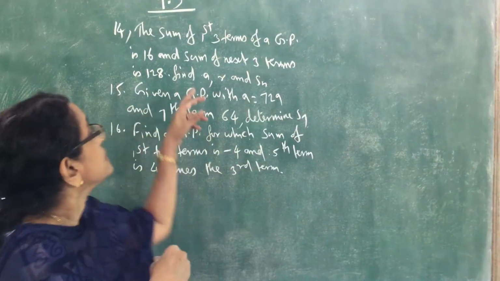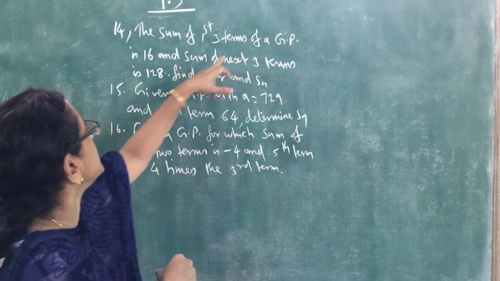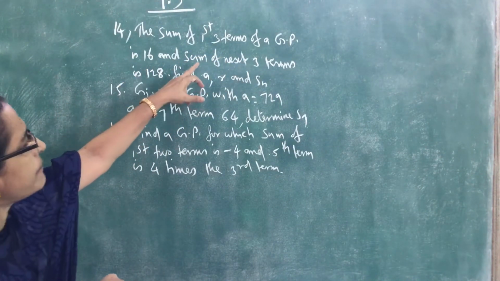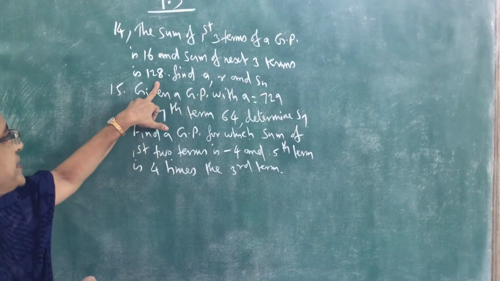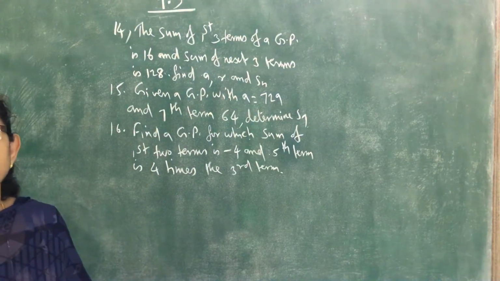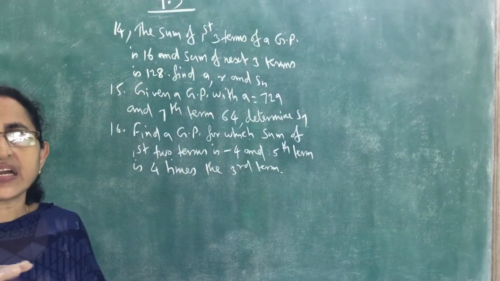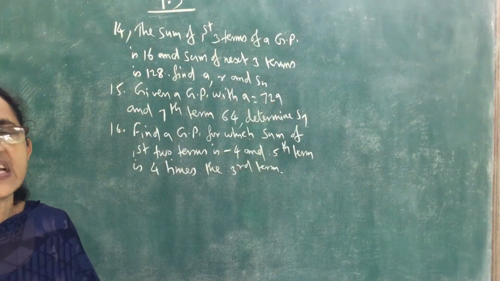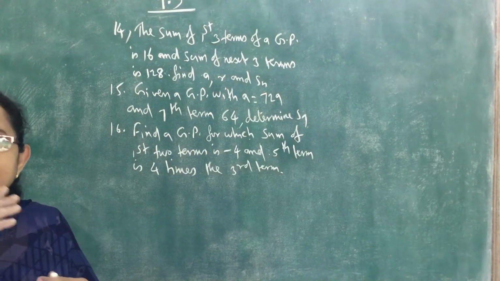14th one. The sum of first three terms of a GP is 16 and the sum of next three terms is 128. Find A, R and Sn. Here the product of the three terms is not given, so we are taking the usual normal terms A, AR, AR square, in the same order.